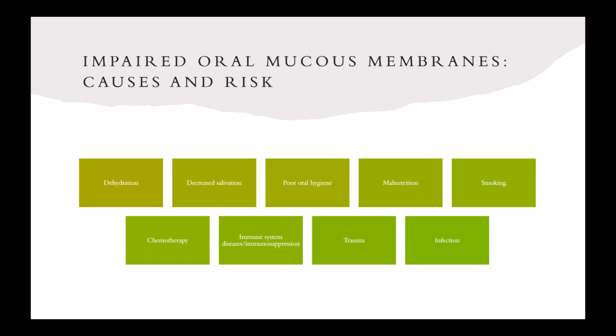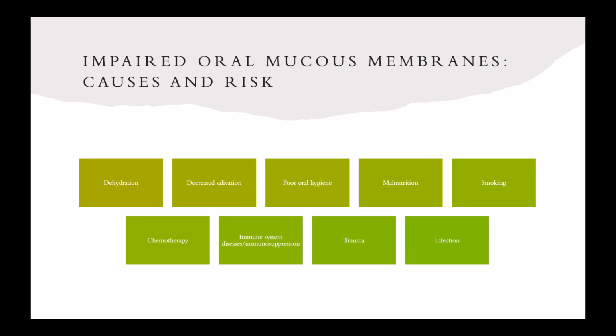Poor oral hygiene, of course, can lead to the buildup of microorganisms inside the mouth that can lead to impairment of oral mucous membranes. Malnutrition, just like that, can cause difficulties with the skin because of those rapidly turning over cells. The same thing happens, of course, within the mouth. Smoking can cause impaired oral mucous membranes. It causes vasoconstriction, poor blood flow to those mucous membranes.